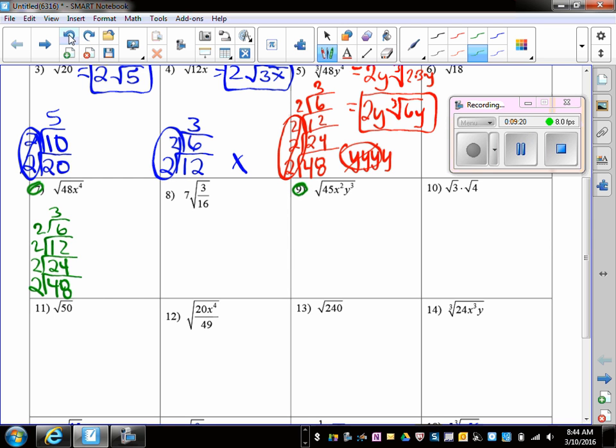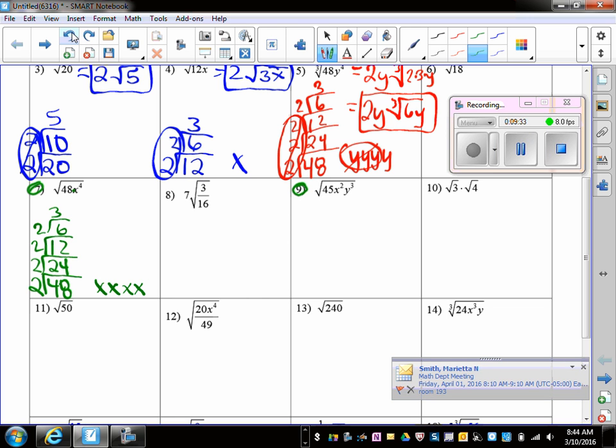Okay, and then our x to the 4th. We have x times x times x times x. And just a reminder that this is 48 times x to the 4th. That's multiplication that's happening there. So when we're breaking this down, anything in front of our square root, that's multiplication. Anything under my square root, that's multiplication. We're multiplying everything throughout here. This is x times x times x times x. This is 2 times 2 times 2 times 2 times 3.